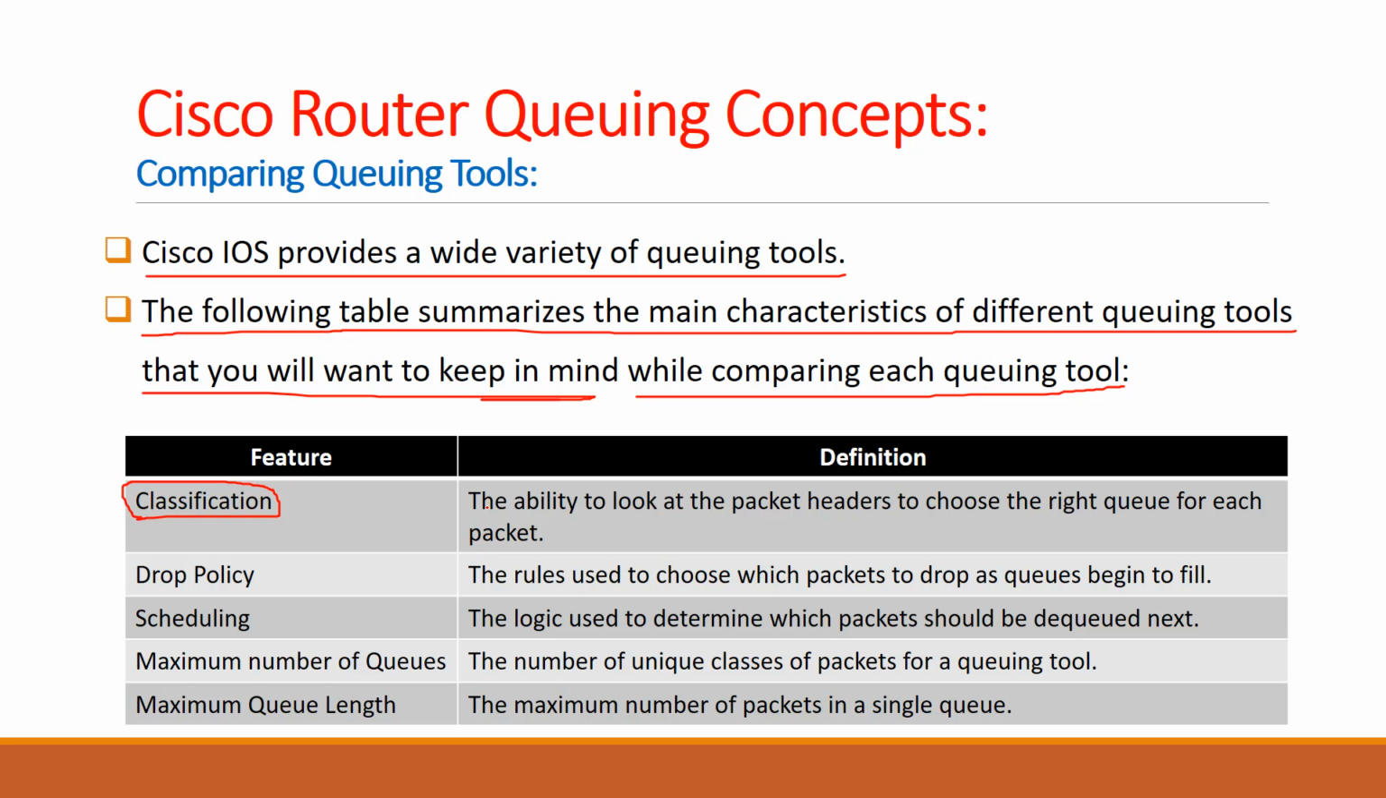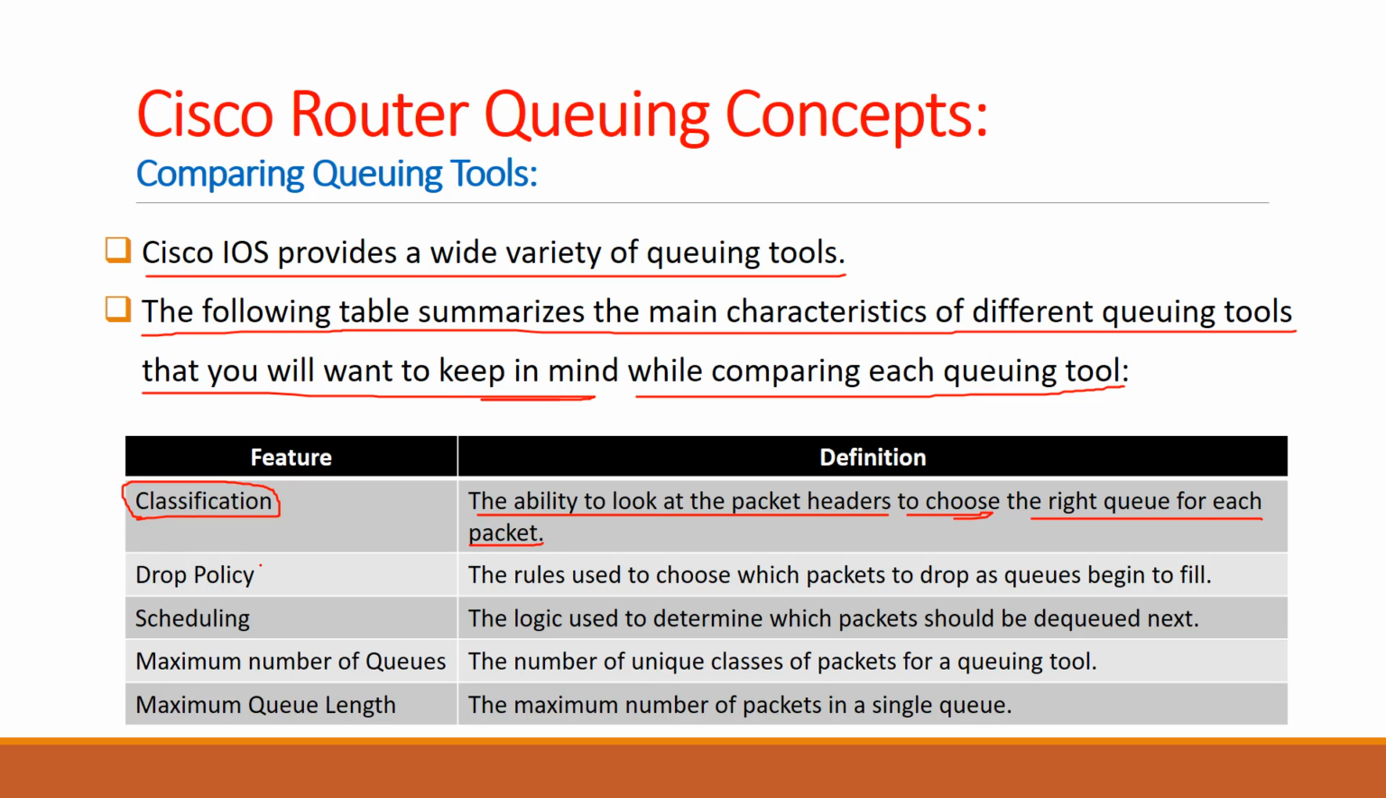As a definition, it is the ability to look at the packet headers to choose the right queue for each packet. If you configure different queues, you have to classify which packets should enter each of these queues to apply specific quality of service, to apply a specific queuing feature, like giving a specific bandwidth for the first tool that we used, class-based weighted fair queuing, and so on.